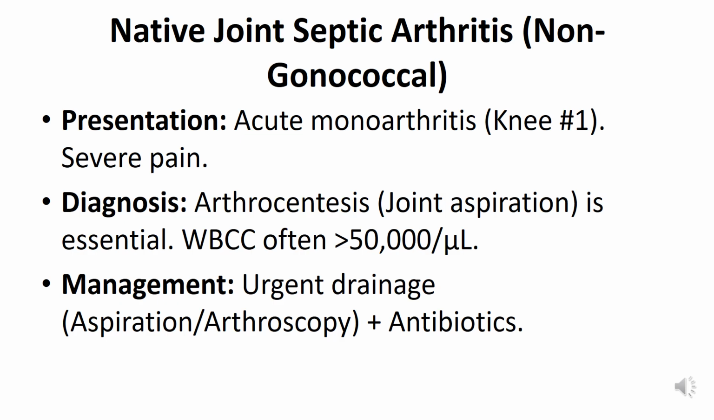This may be accomplished through repeated needle aspiration or arthroscopic washout, depending on the joint involved and the severity of infection. Removing purulent material reduces bacterial burden and relieves pressure within the joint. Intravenous antibiotics should be started promptly and later adjusted according to culture results and susceptibility testing.